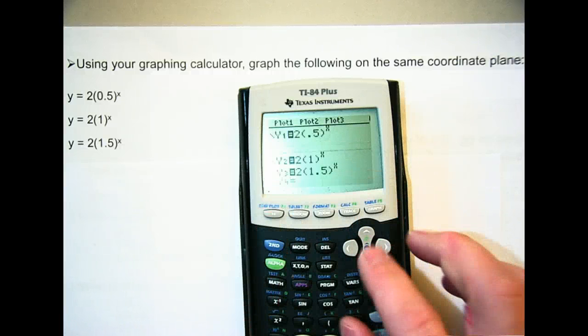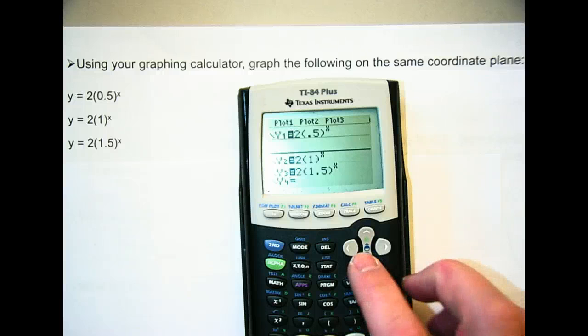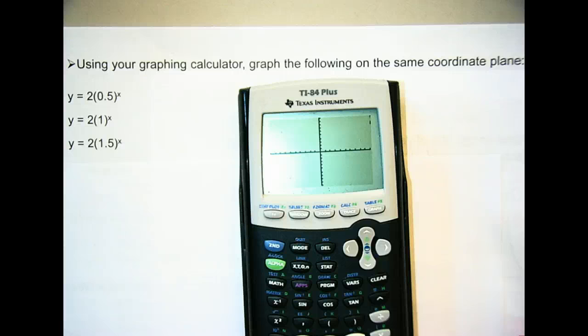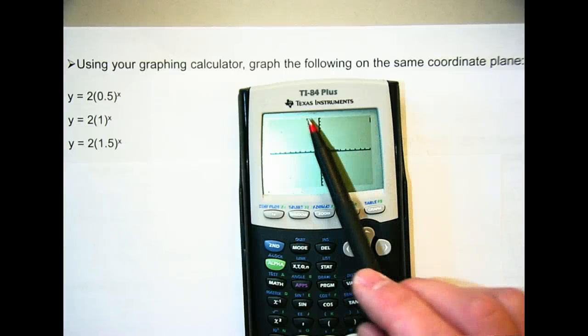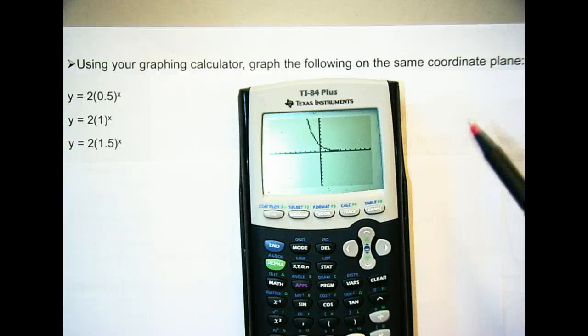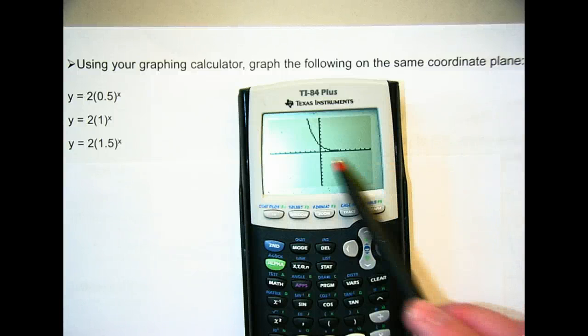Okay, and I'm going to go back here. I'm going to turn these two off. That one and that one. I hit graph. There is my 0.5 to the x. We note that that is what type? That is decay. Where does it appear to hit the y-axis?